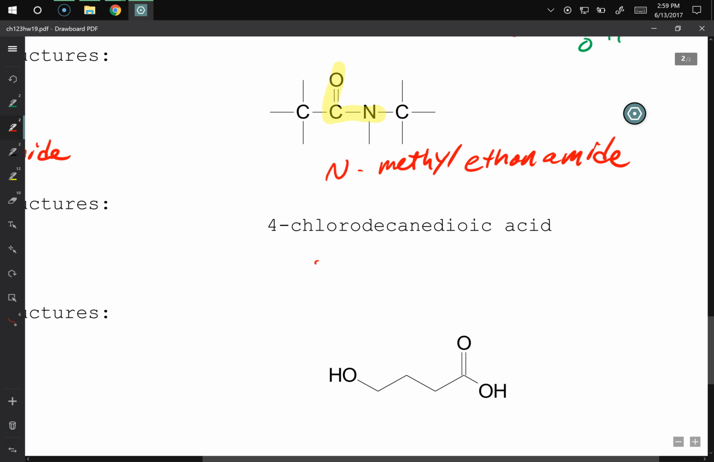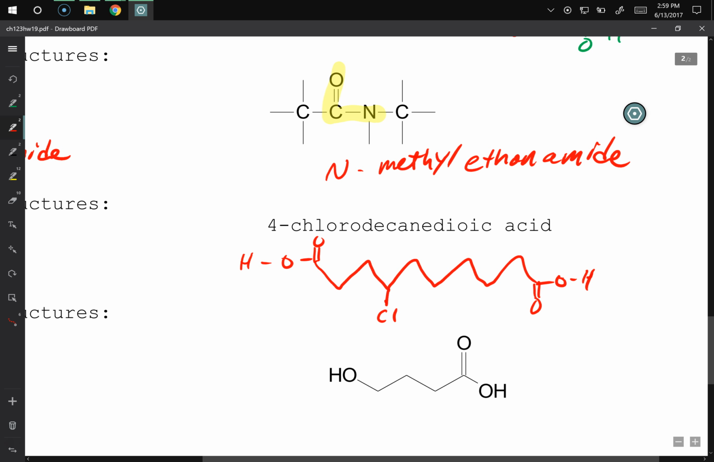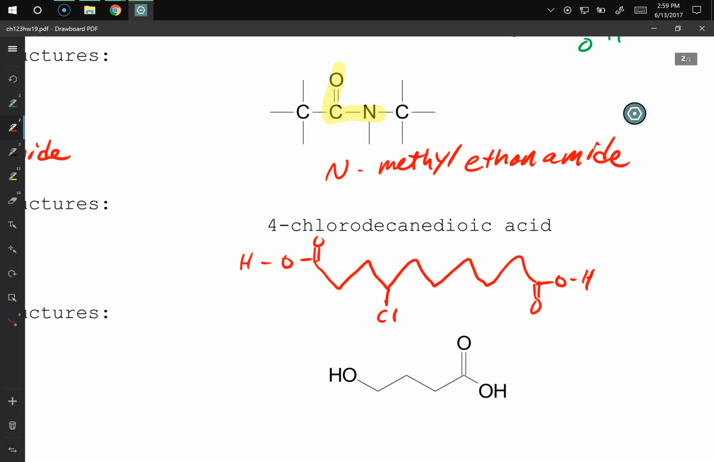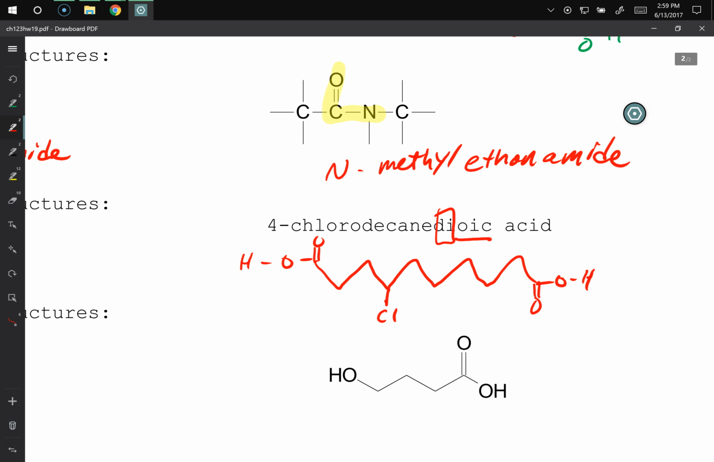All right, so 2, 3, 4, 5, 6, 7, 8, 9, 10. You good with that? Two of whatever's next, and in this case, 2 acids. And since they're acids, they have to be on the end. So I don't have to tell you that they're on number 1 and number 10 carbons, because they have to be on carbons number 1 and number 10.